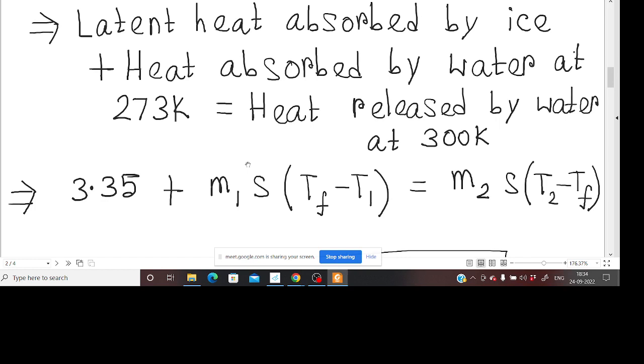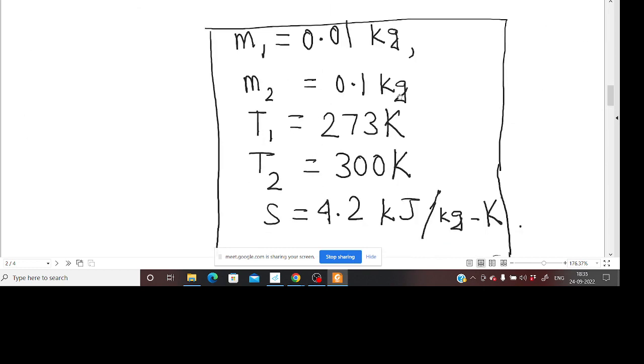Okay, and this is equal to the heat released by water at 300 Kelvin. Now the mass of water at 300 Kelvin is m2, which is equal to 0.1 kg. Similarly, S is the specific heat of water, the final temperature is Tf, and T2 is 300 Kelvin. Okay, this is written here.